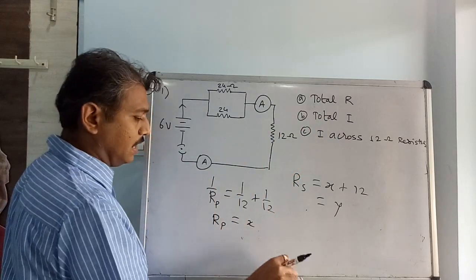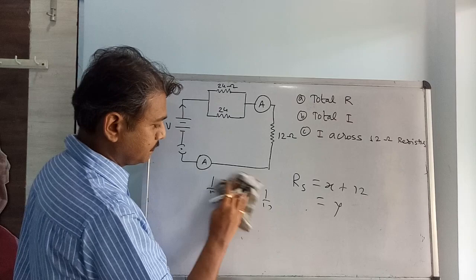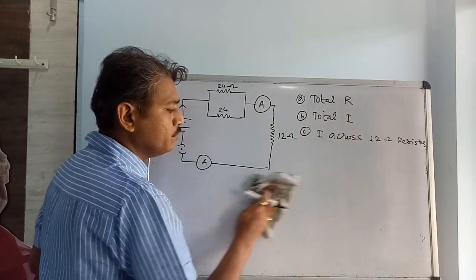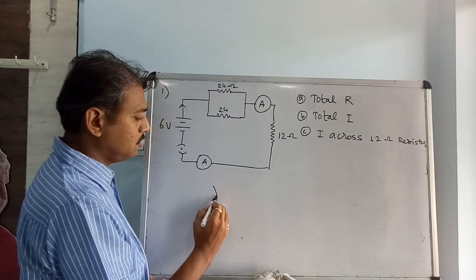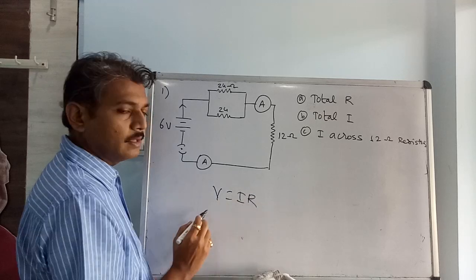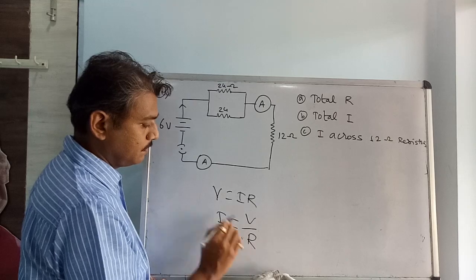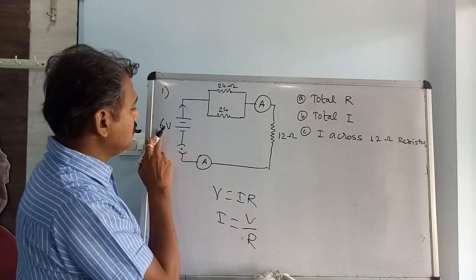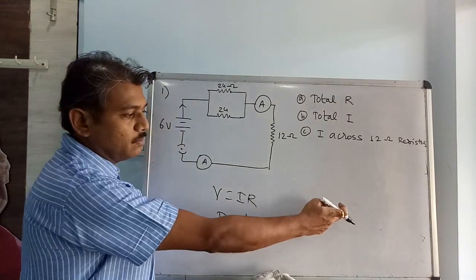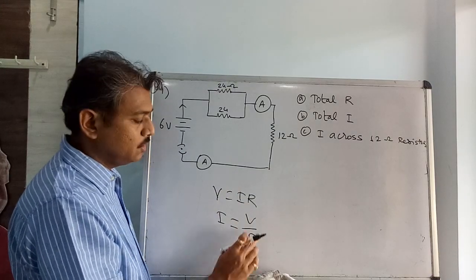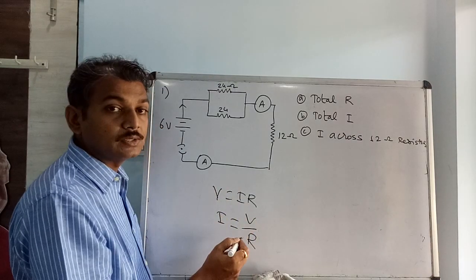The second question is to calculate I. To calculate I, use Ohm's law, V is equal to IR, so I is equal to V by R. The voltage is given as 6, and R is the value you have just calculated. You will get the total current.